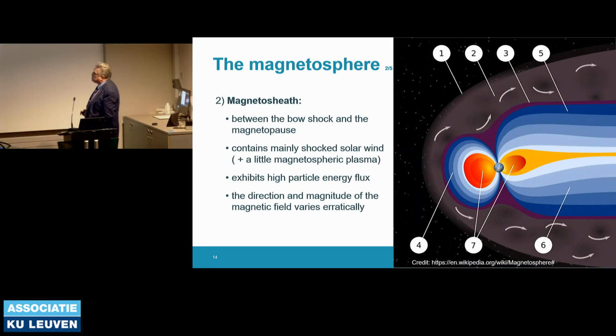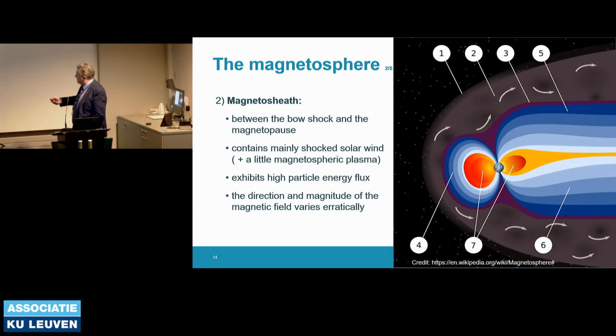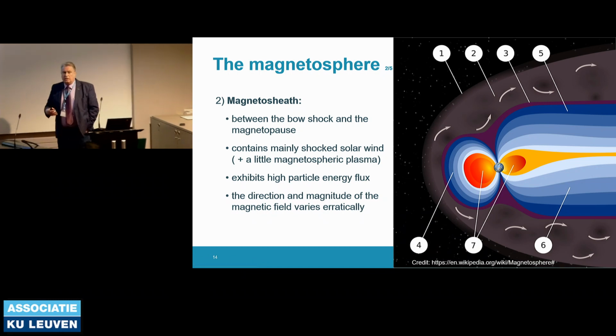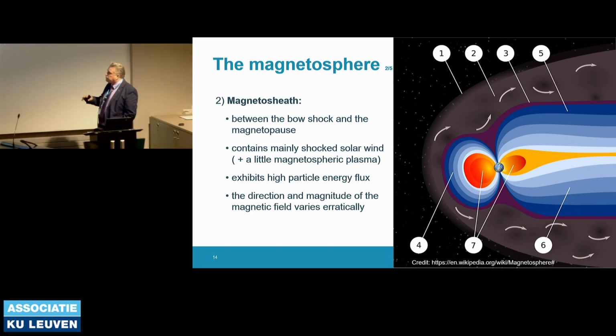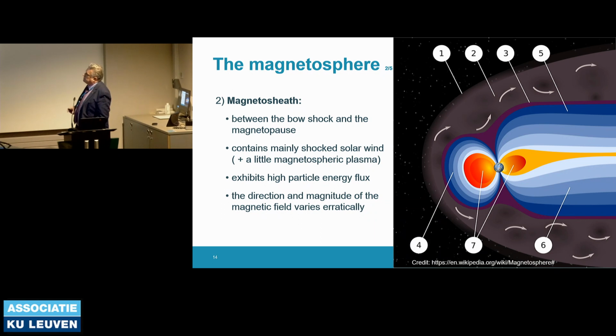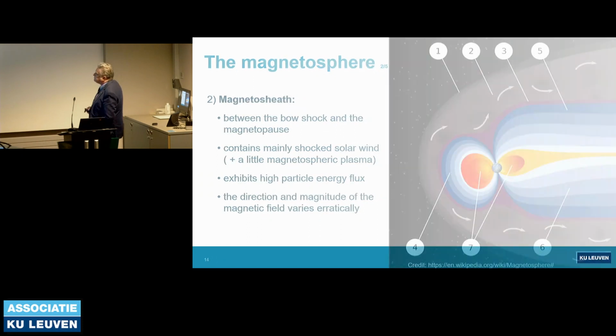Now, behind the bow shock, you have the so-called magnetosheath, which is indicated here, number 2. This is between the shock and the magnetopause. In purple is the magnetopause. And this contains mainly decelerated plasma from the solar wind, but also a little magnetospheric plasma. And it exhibits a high particle energy flux, and the direction of the magnetic field is erratically varying in this magnetosheath.